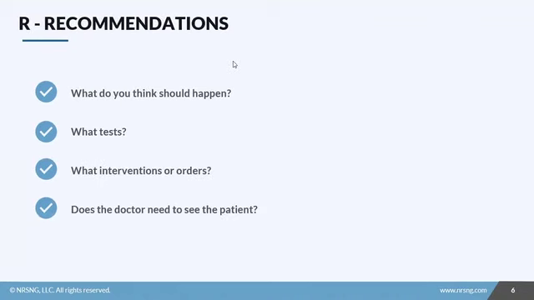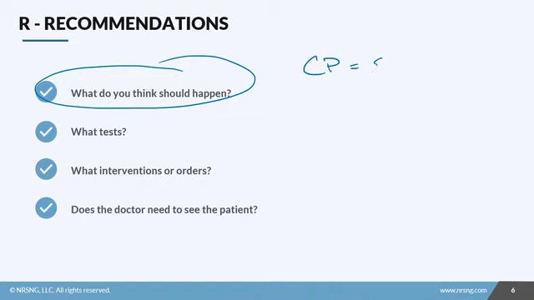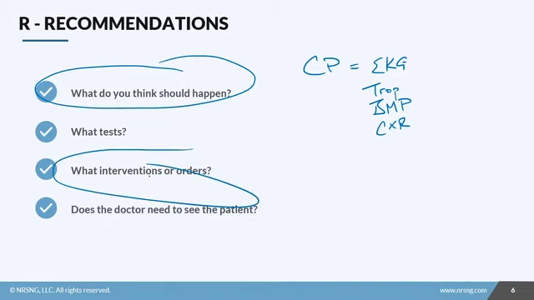The R in SBAR is for recommendations. This is the point in the process where you're going to want to make recommendations on what you think should happen. So if we go back to our patient with chest pain, we'd probably need an EKG. We'll probably need maybe a troponin or some other cardiac markers, maybe a full set of labs like a basic metabolic panel, maybe some chest x-rays. These are all things that we think should happen. What interventions should we anticipate are going to be ordered? Does the doctor need to come to bedside to see the patient? These are things that we recommend to our other healthcare providers so that we can actually advocate for our patient.